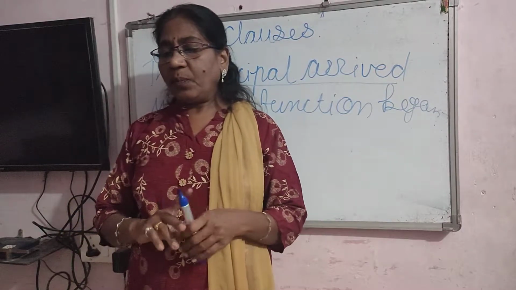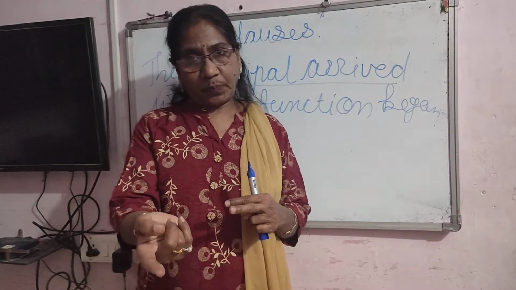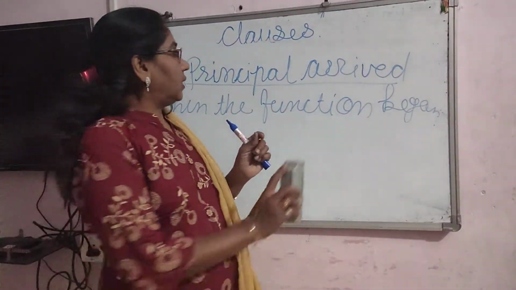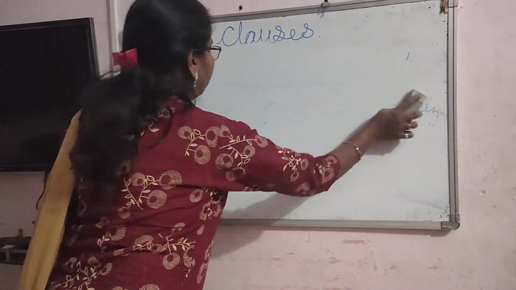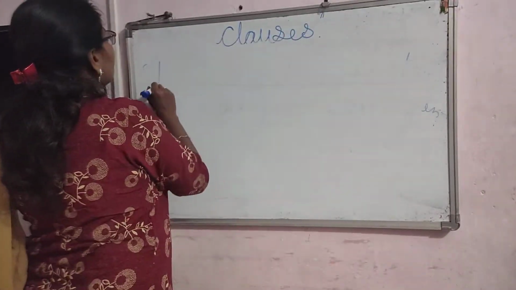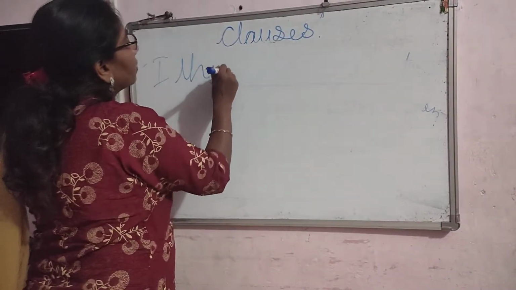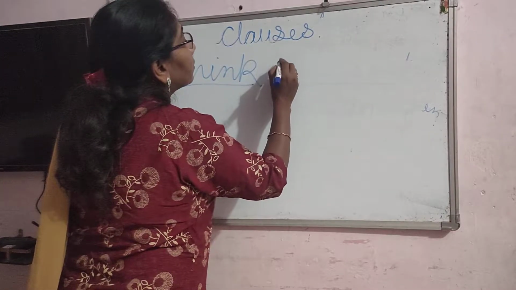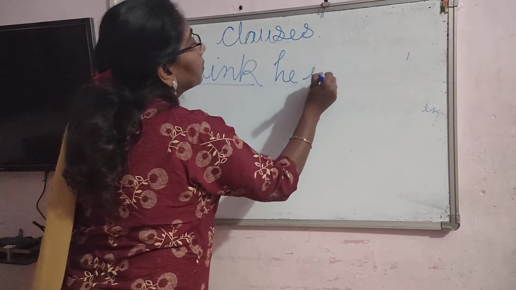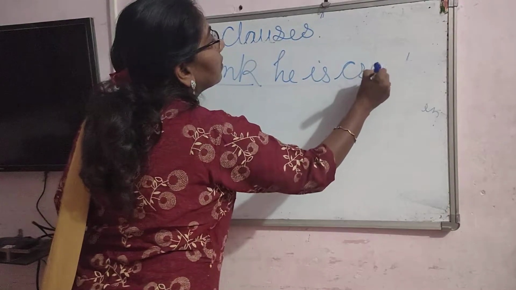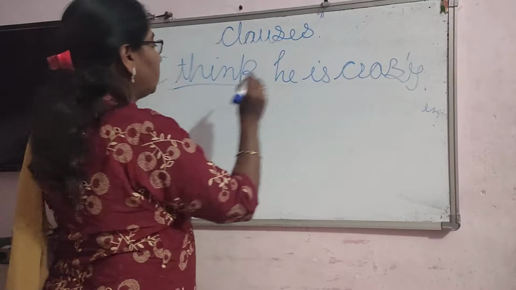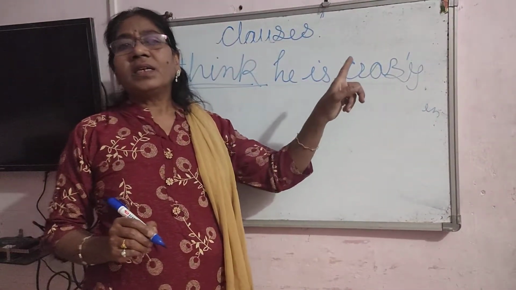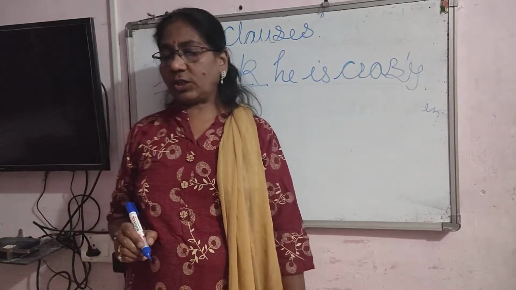Just like we shall take, I think he is crazy. I think is the main clause. Now see, I think is the main clause. He is crazy is the subordinate clause.